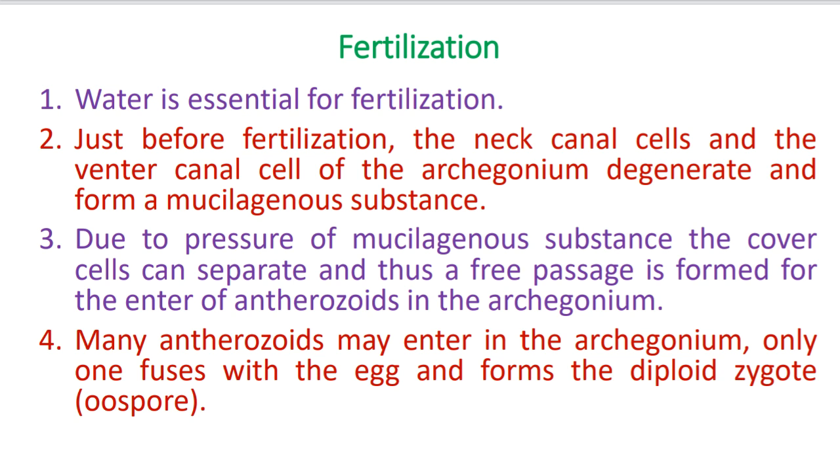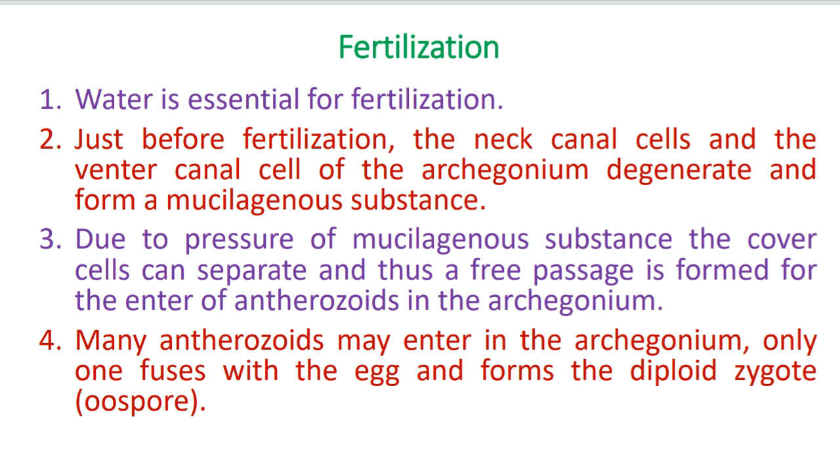Now fertilization. Number 1: water is essential for fertilization. Number 2: just before fertilization, the neck canal cells and the venter canal cells of the archegonium degenerate and form a mucilaginous substance. At the time of fertilization, some changes take place in the archegonium. The neck canal cells and venter canal cells degenerate and produce the mucilaginous, sticky substance.